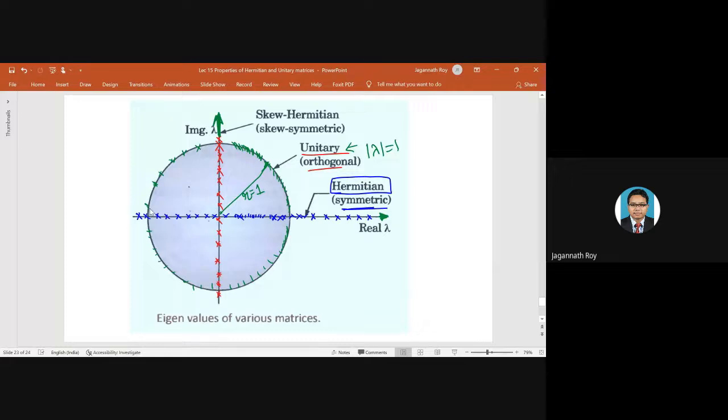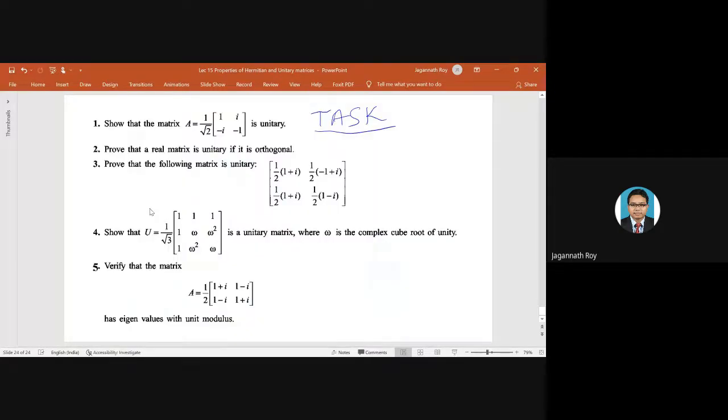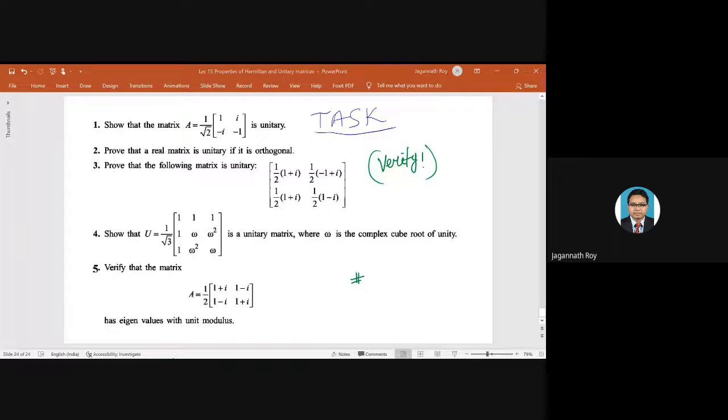Now there are some tasks to verify for skew Hermitian matrices and for unitary matrices. So try to verify these 5 problems. If you have any doubt, you can ask me. I will stop here today.